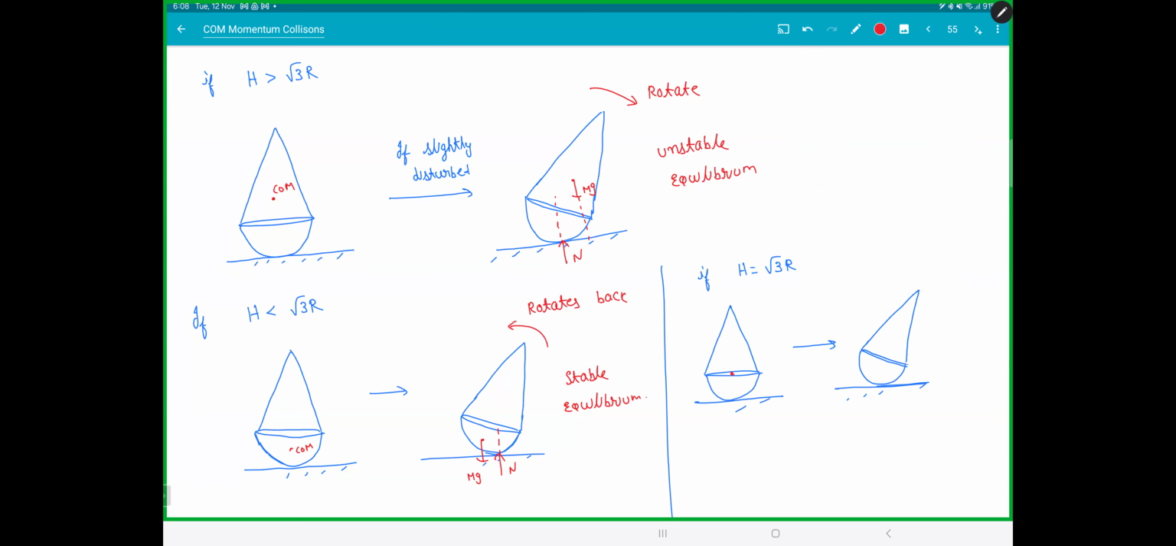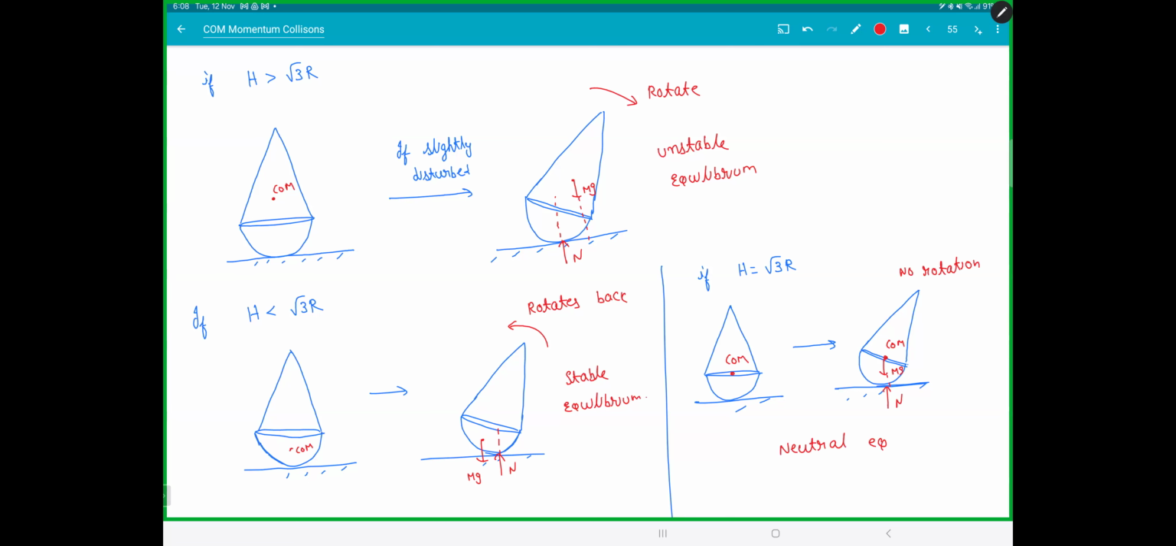So in this case, the center of mass is at the origin. So when you displace this, your normal reaction and mg exactly are on the same line. There'll be no rotation, it just stays there. You push it, it stays there. It neither comes back, neither goes off. What kind of equilibrium is this? Neutral.